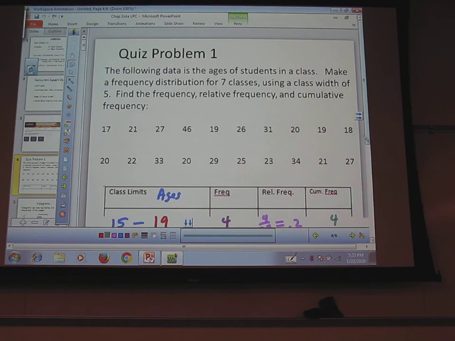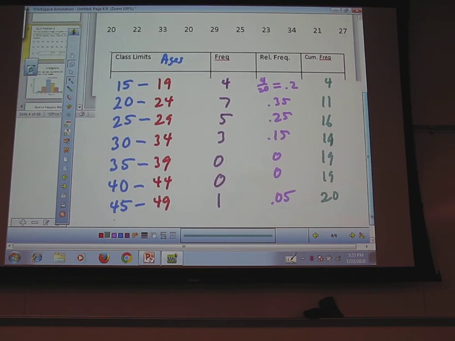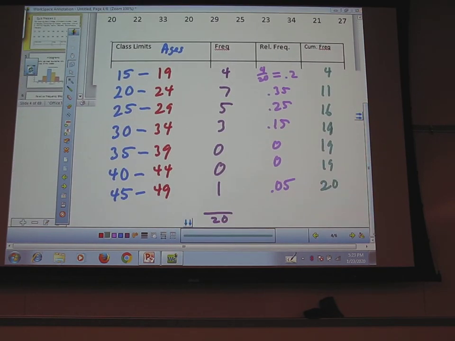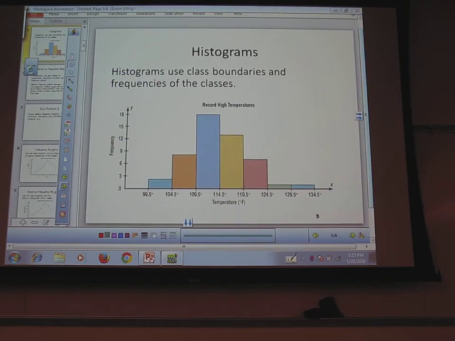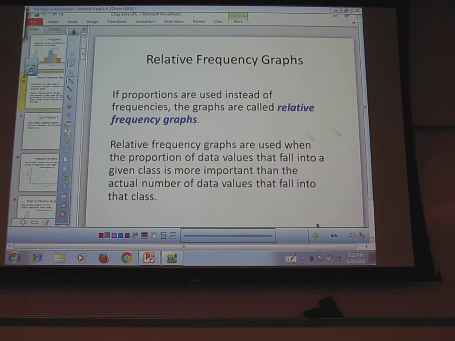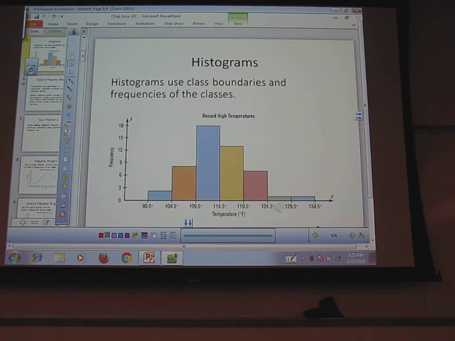Videos. This is the quiz problem. Here are the answers for those of you at home. We already went over them in class. So take a look. Pause your video now if you want to look at it because I'm moving on. And histograms, which we talked about a second ago, and we're going to talk about that more in just a minute. Histograms, heights are your frequencies, and then your temperature or ages or whatever you're talking about is down below.